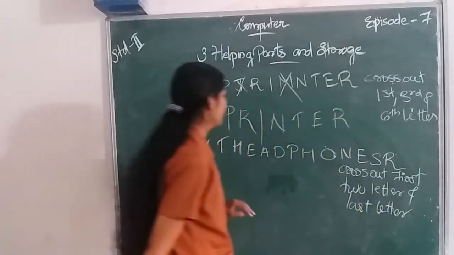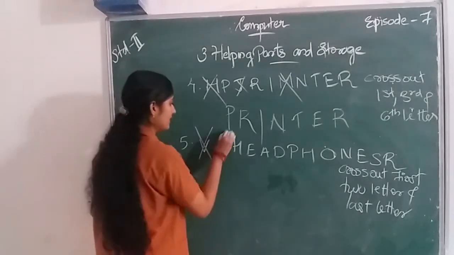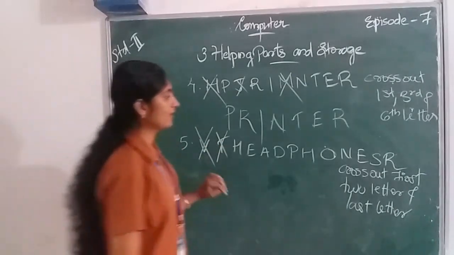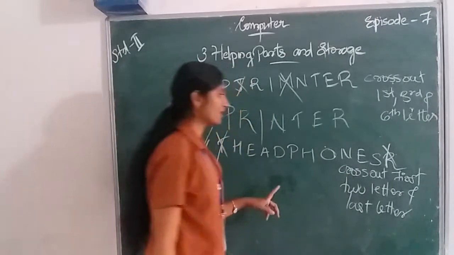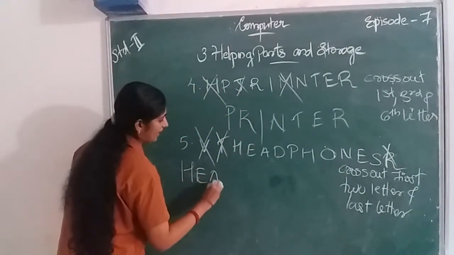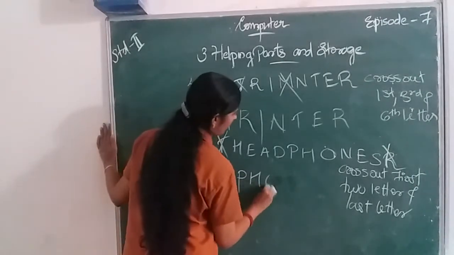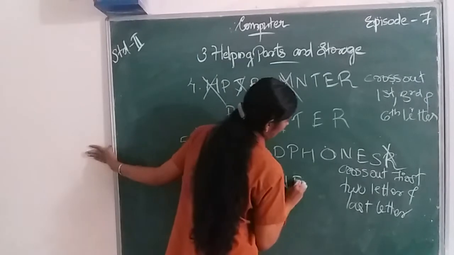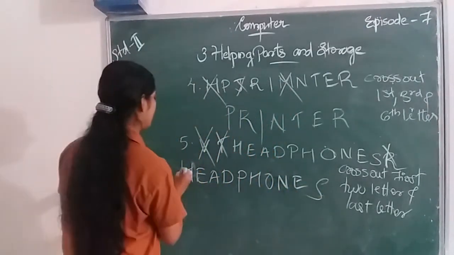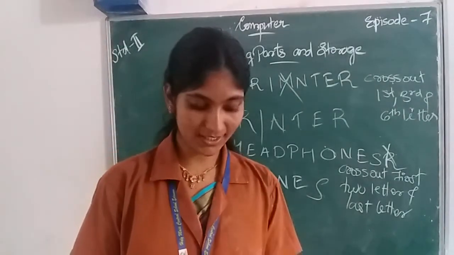Okay. So first letter cross out, then second letter, then the last letter. What's the word? Headphones. H-E-A-D P-H-O-N-E-S. Headphones.